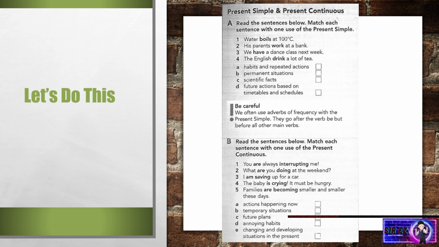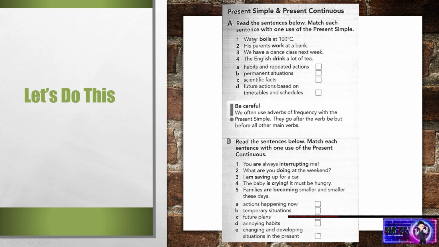Read the sentences below. Match each sentence with one use of the present simple. Okay, baca ayat di bawah. Kemudian, padankan ayat ni, contoh nombor 1 ni dengan yang mana. Ini bukan kita cari maksud, tapi kita cari apa kegunaan dia.